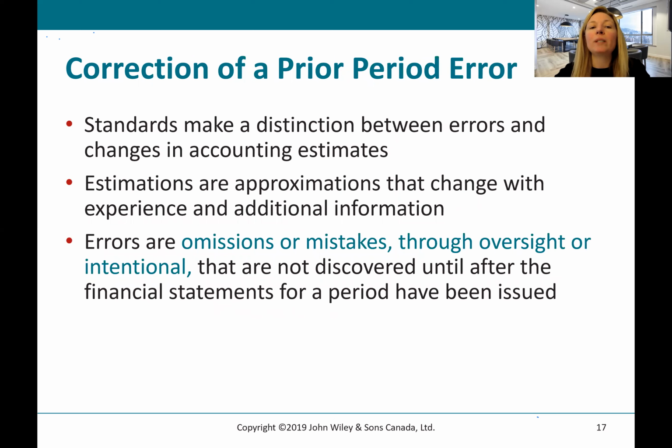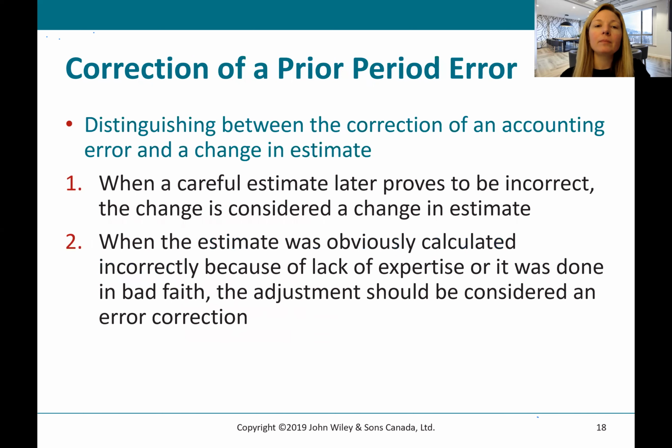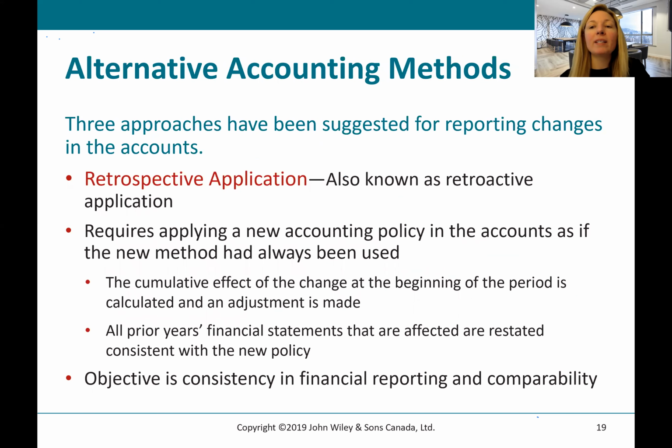Standards make a distinction between errors and changes in estimates. So estimates are approximations that change with experience and additional information. Errors are omissions or mistakes, through oversight or intentional, that are not discovered until the financial statements have been issued. To distinguish between the correction of an accounting error and a change in estimate, when a careful estimate later proves to be incorrect, that's a change in estimate. When the estimate was obviously calculated incorrectly or done in bad faith, that should be considered the correction of an error. So there's three ways that have been suggested for reporting changes.